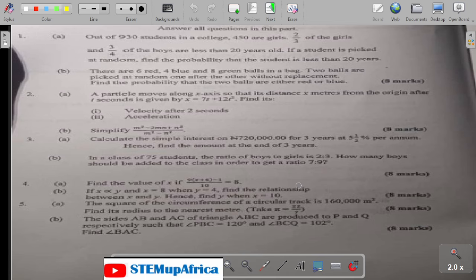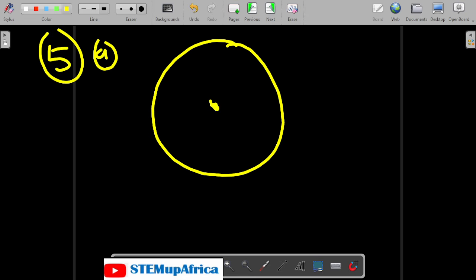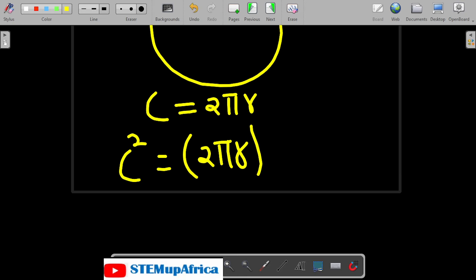It said the square of the circumference of a circular track is given. Question 5A. So let's assume this is a circular track. This is the center, and here is the radius. The circumference is 2 pi r. What happens if we square it? I'm going to have c squared equals 2 pi r all squared, which is 4 pi squared r squared.